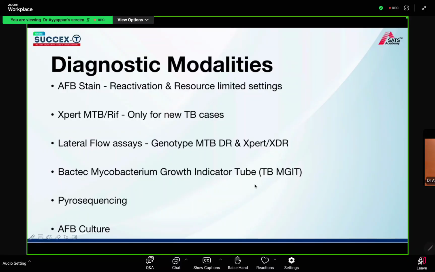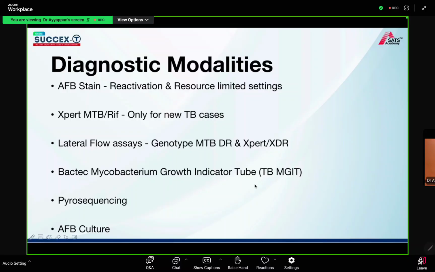So coming to the newer diagnostic modalities, the lateral flow assays, the most common one used is the reflex assay, the Xpert XDR panel, wherein apart from the rifampicin resistance, it also looks at fluoroquinolone resistance, isoniazid, as well as second line injectable resistance.